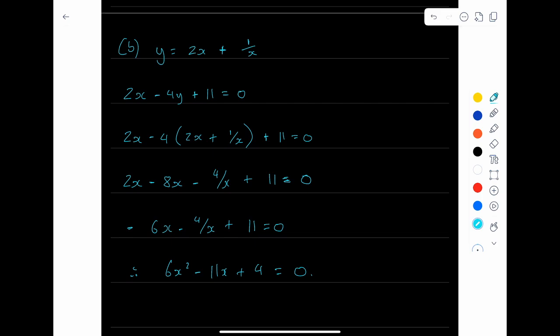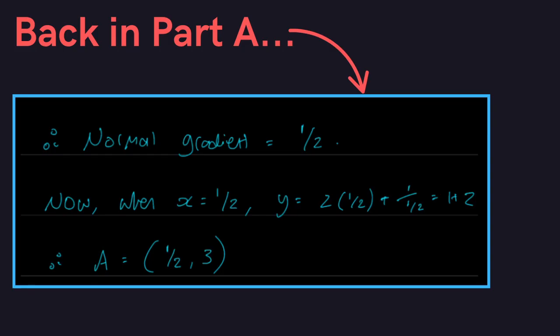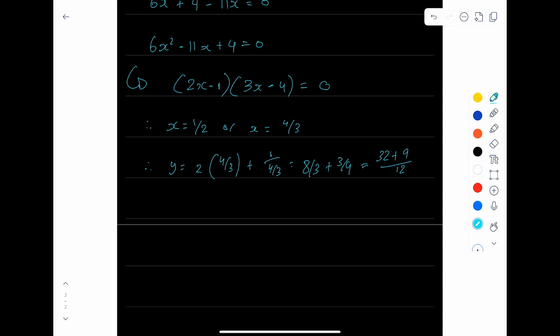Now, we've simply got a quadratic. So if we solve this, we get x equals a half, or x is equal to 4 over 3. But wait, x equals a half is simply just A again. We've already got that. So we need the other solution. x is equal to 4 over 3. When we plug that in, we get y is equal to 2 times 4 over 3 plus 1 over 4 over 3 is equal to 41 over 12. So therefore point B must be (4 over 3, 41 over 12).